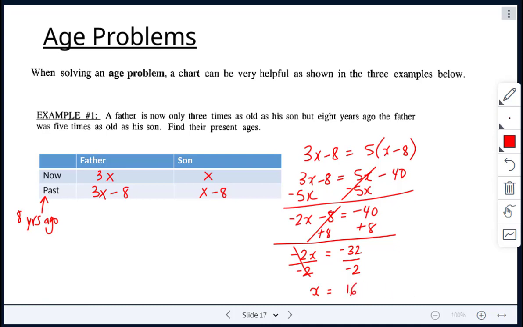All right, so now that we have solved for x, we go back to our original equations there to find their present ages. So that means the son is 16. And the father is 3 times 16. So therefore, 16 times 3, which is 48. So the son is 16 and the father is 48.